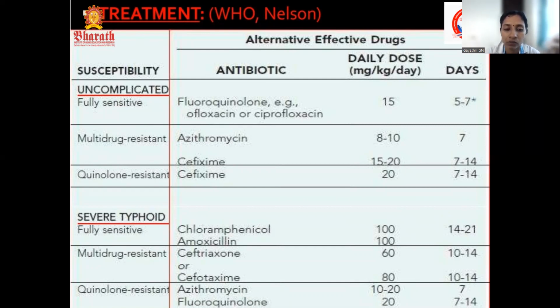Multi-drug resistant, ceftriaxone, and quinolone resistant, azithromycin usually. Usually azithromycin is given at a dose of 10-20 mg per kg per day only for 7 days. In case of typhoid also, it is not wrong to give it at that dose.